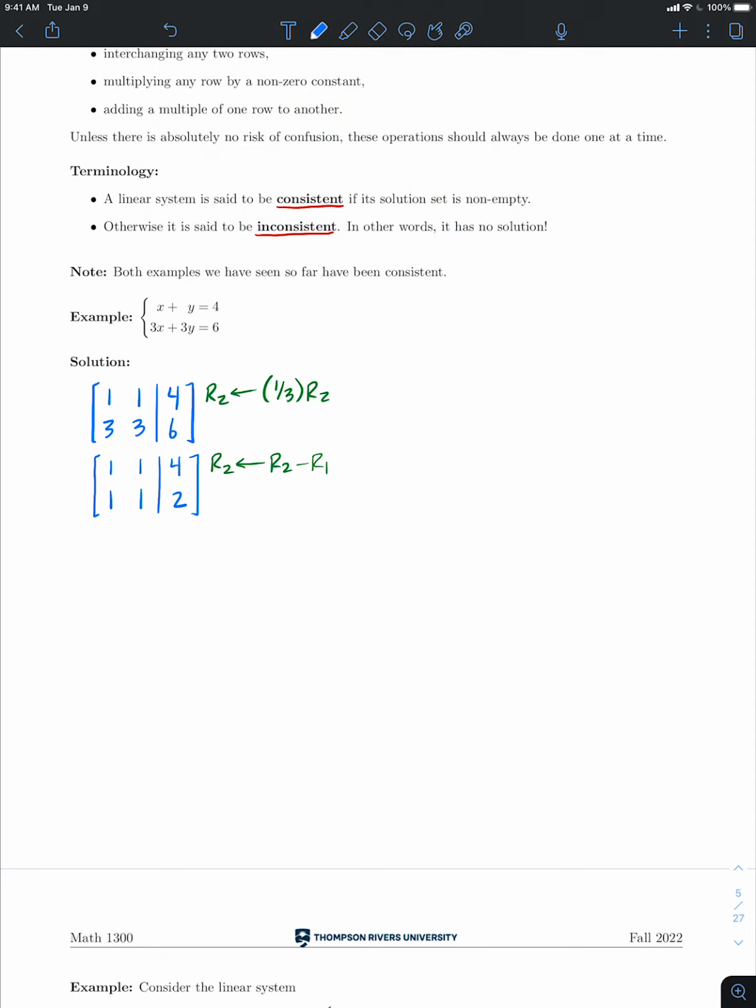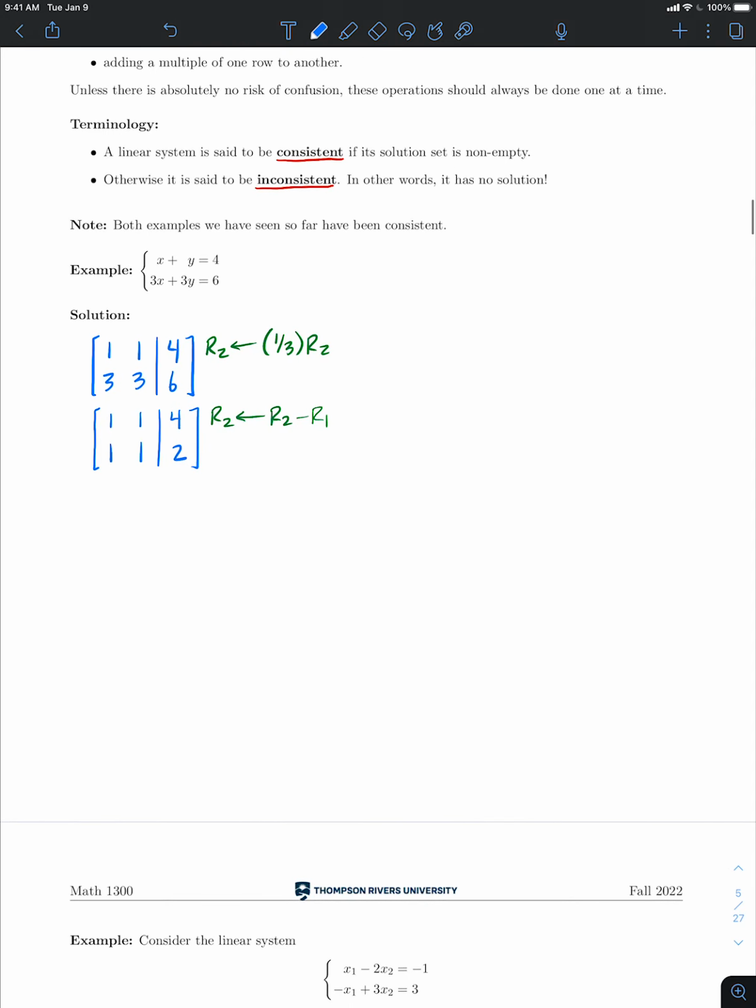Really, I'm just doing the same thing I did last example. I'm just trying to introduce ones and zeros over here to simplify things so that the solution, whatever it is, is more apparent. Okay, so what's going to happen if I do that? Well, I'm going to have 1, 1, 4, 0, 0, negative 2. That's what I get if I do the subtraction.